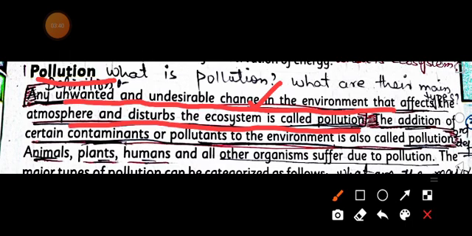So another definition of pollution is the addition of certain contaminants or pollutants to the environment is called pollution. Students, here contaminants or pollutants are those things or those substances which create pollution or which cause pollution. So what is the second definition for pollution? It is the addition of certain contaminants or pollutants to the environment is called pollution.